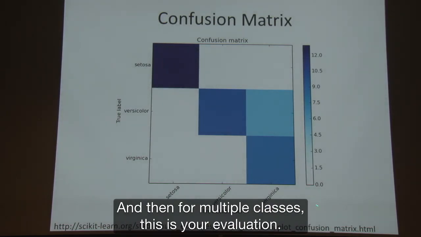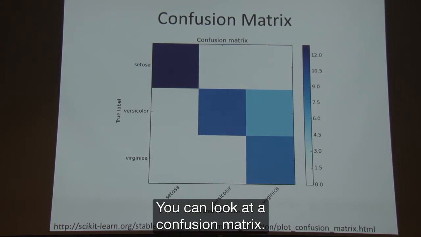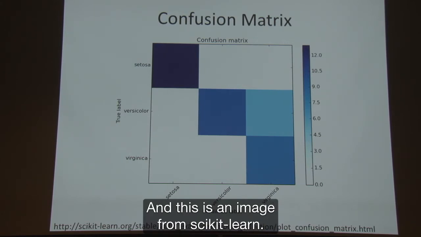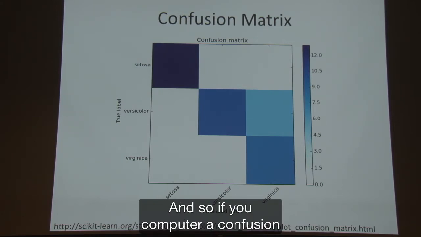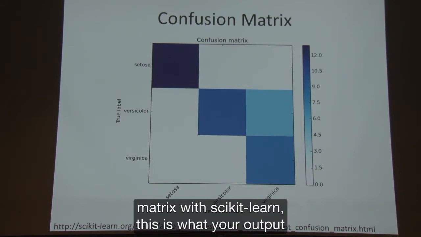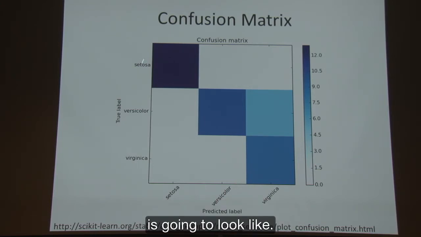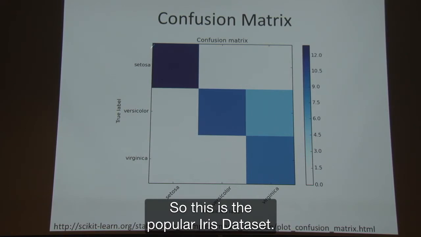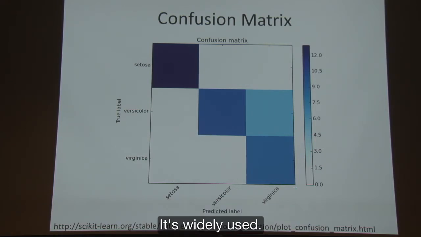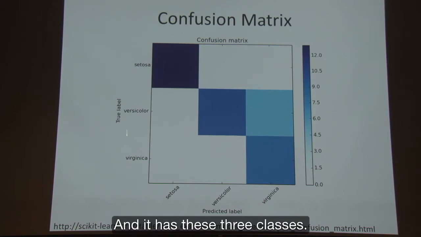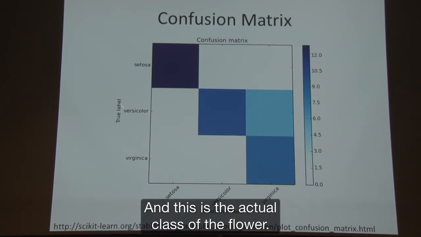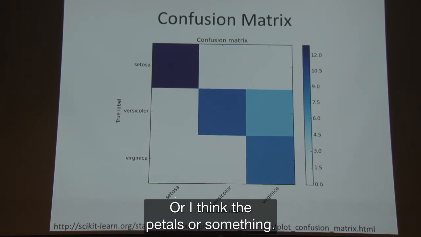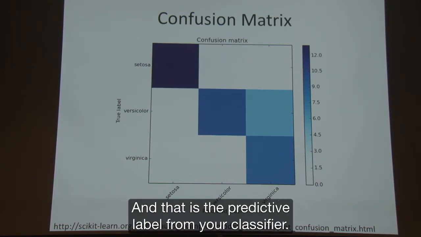And then for multiple classes, this is your evaluation. You can look at a confusion matrix. And this is an image from scikit-learn. So if you compute a confusion matrix with scikit-learn, this is what your output is going to look like. So this is the popular iris data set. It's widely used. It has very few data points. It's nice to play around with, and it has these 3 classes. And this is the actual class of the flower, or I think the petals or something. And that is the predicted label from your classifier.